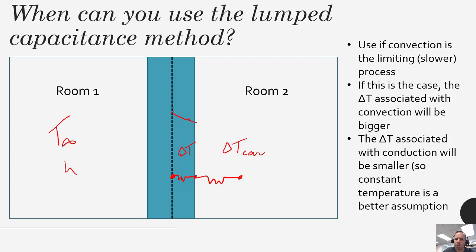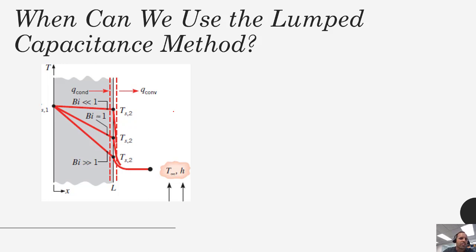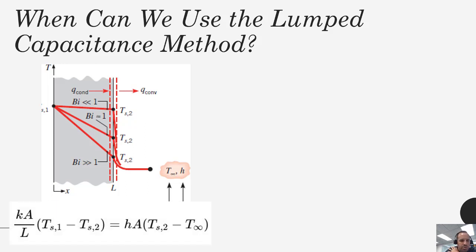So let's try and formalize this a little bit more. Again, now we're just looking at half of a wall system, so a half wall system here. If we were to assume this is at steady state and do an energy balance at this surface, that energy balance would look like this. We'd have the delta T from conduction multiplied by kA over L, and we would equate that to the rate at which heat is leaving by convection.